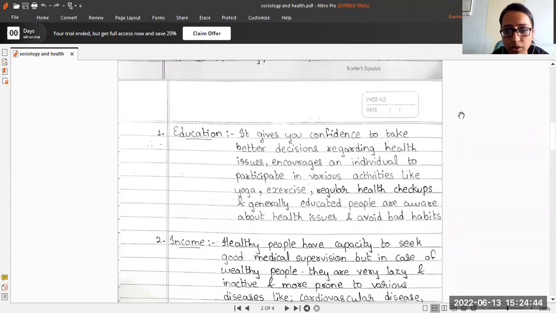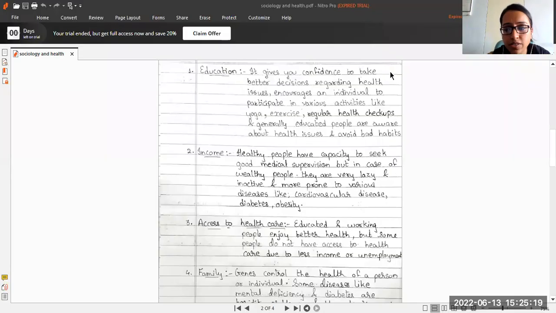First, let us talk about education. If a person is educated, it gives confidence to take better decisions in life regarding health issues. It can encourage an individual to participate in various activities like yoga, exercise, and regular health checkups, and generally educated people are aware of health issues and avoid bad habits.